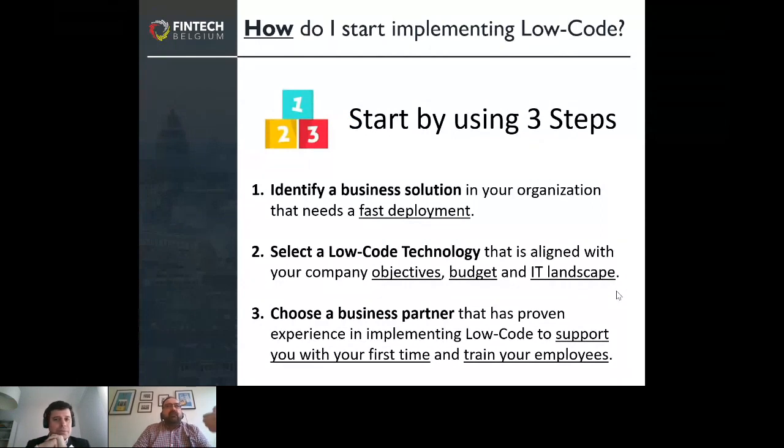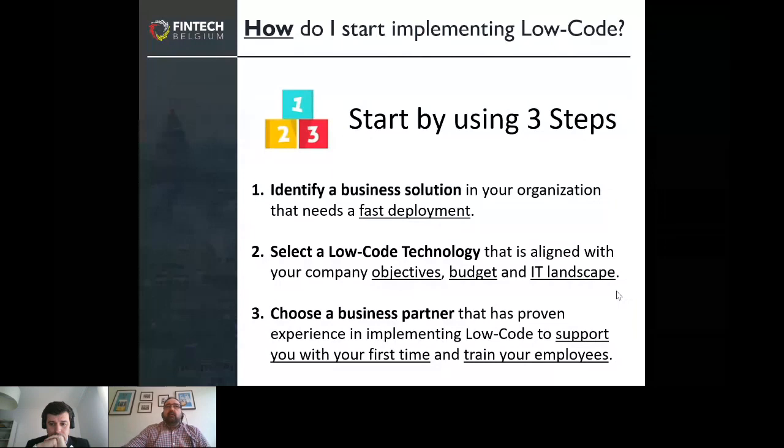First of all, find the need that you have inside your organization for some fast development. For sure, there are some things that, due to the circumstances right now, due to the nature of your business, you need to have in the market very fast. So identify that business solution that you need to be developed, either mobile, web, both, that integrates with your back office, whatever the solution is. I'm sure that low code can handle it.